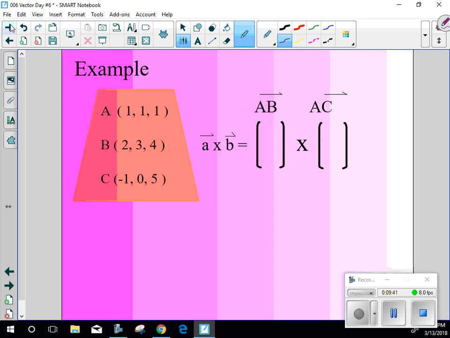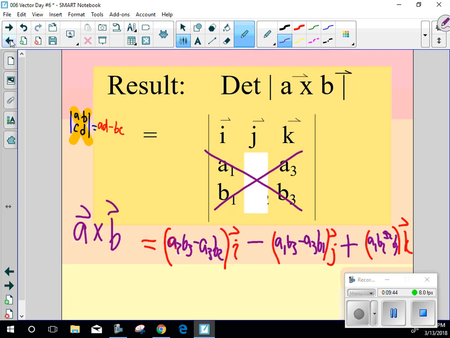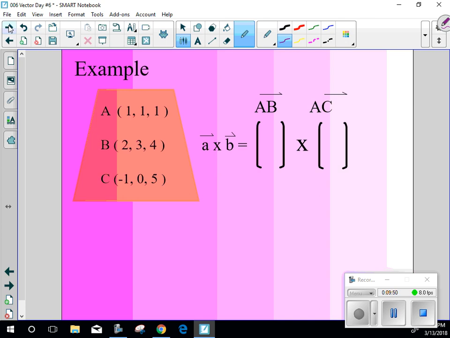So let's do this. Is anybody still copying that? Let's do this one with an example, and I'm going to give you a little test practice. I want you to construct column vector AB, AC. So AB, Blake, can you tell me what AB is going to be?